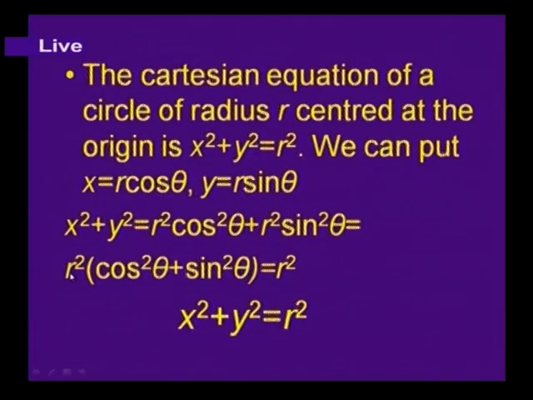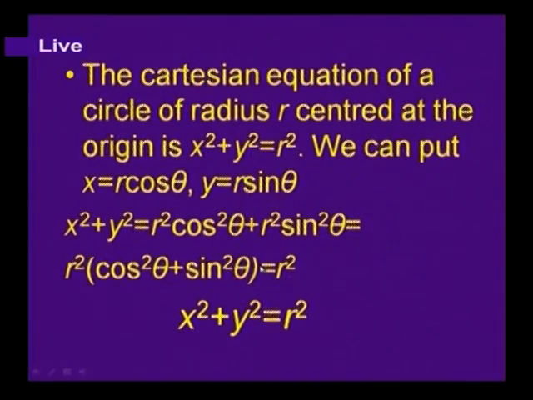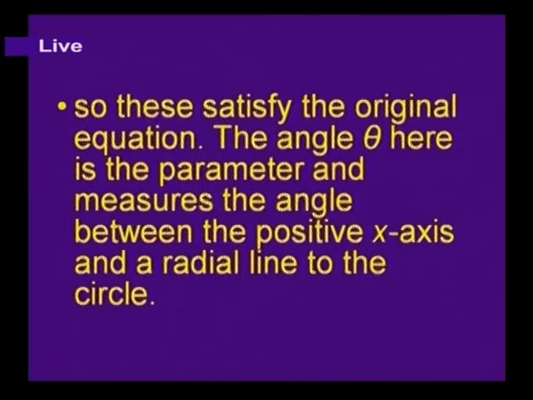So, we are taking r square common from cos square theta plus sin square theta. According to our fundamental trigonometric identities, we know that cos square theta plus sin square theta is equal to 1. Then we get x square plus y square is equal to r square. So, this satisfies the original equation.